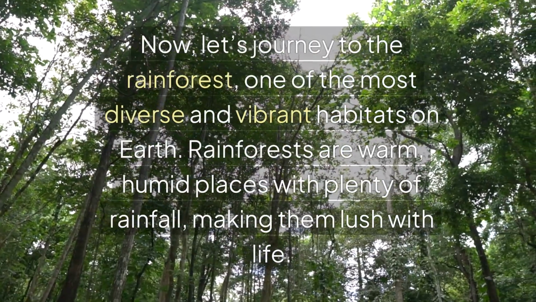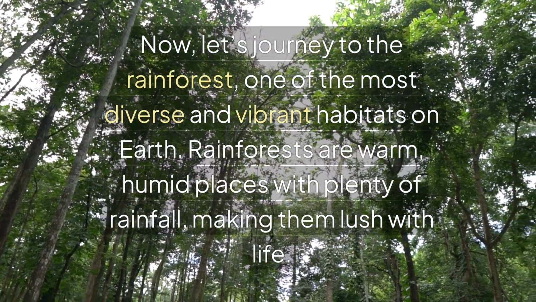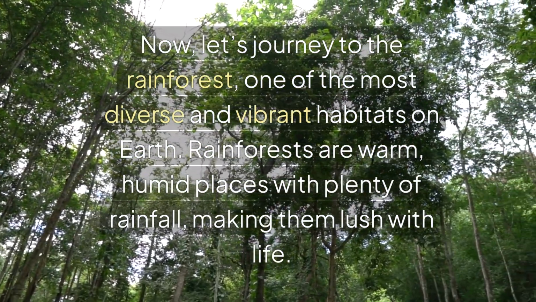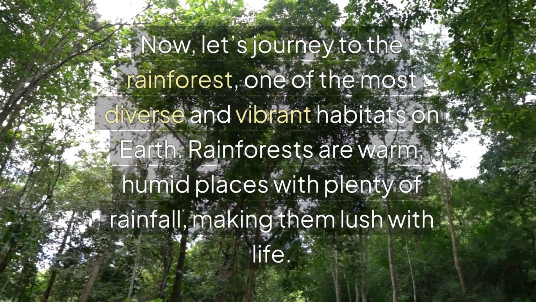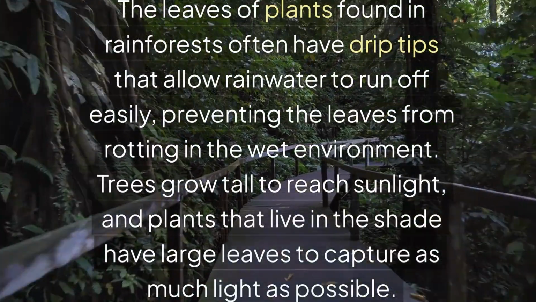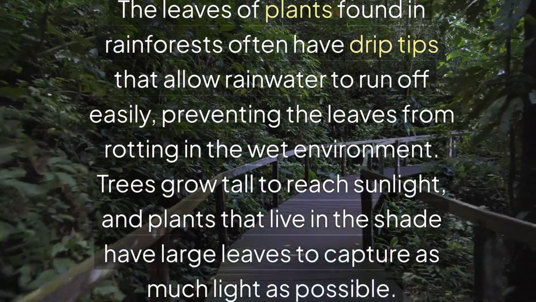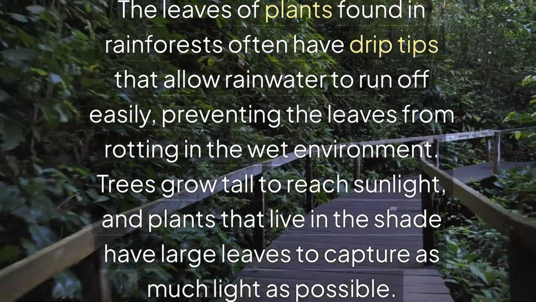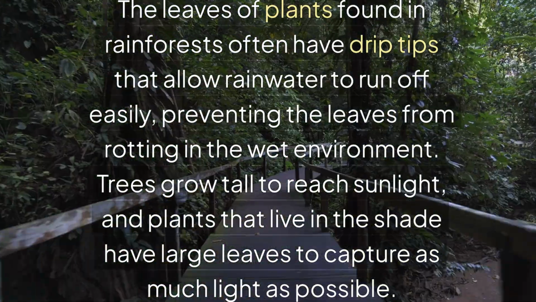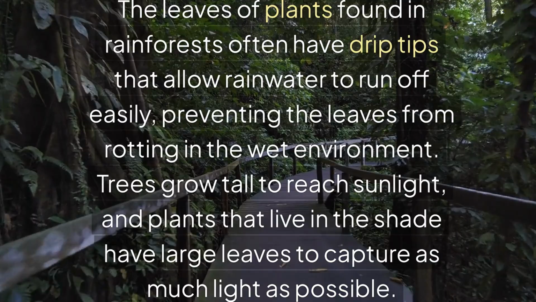Now, let's journey to the rainforest, one of the most diverse and vibrant habitats on Earth. Rainforests are warm, humid places with plenty of rainfall, making them lush with life. The leaves of plants found in rainforests often have drip tips that allow rainwater to run off easily, preventing the leaves from rotting in the wet environment. Trees grow tall to reach sunlight, and plants that live in the shade have large leaves to capture as much light as possible.